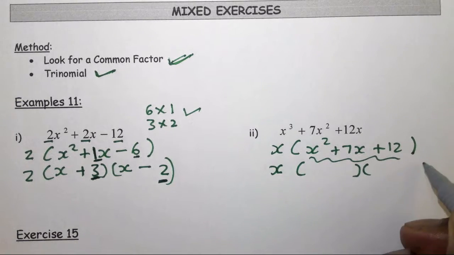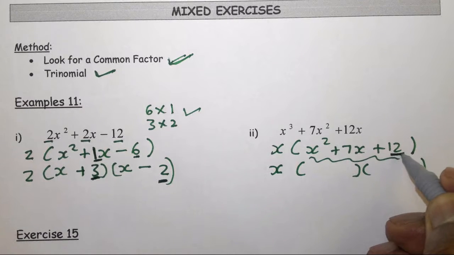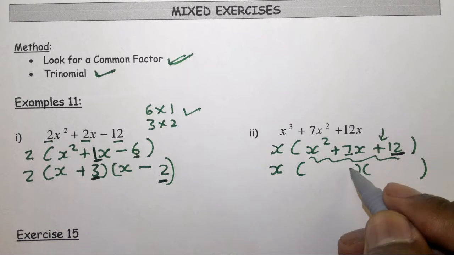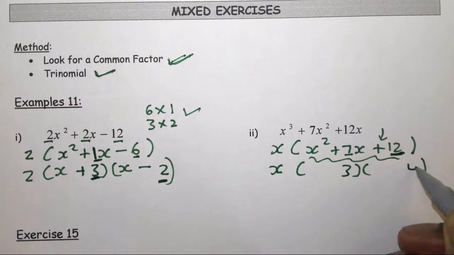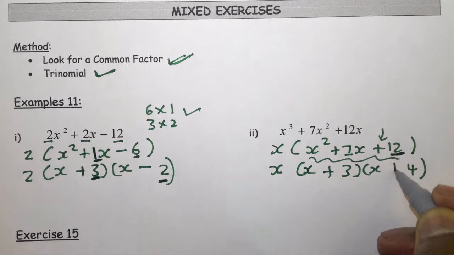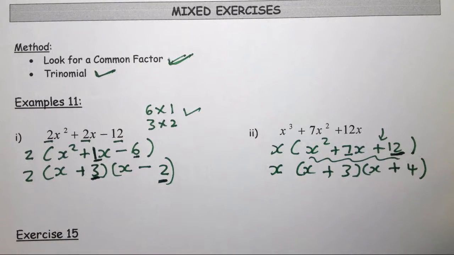Remember, for trinomials, 2 brackets. So I need the factors of 12 that add up to give me 7. That will be 3 and 4. That is x, and it's plus everywhere, so I can just put plus, plus. Okay, good. I hope that makes sense and you really understand.